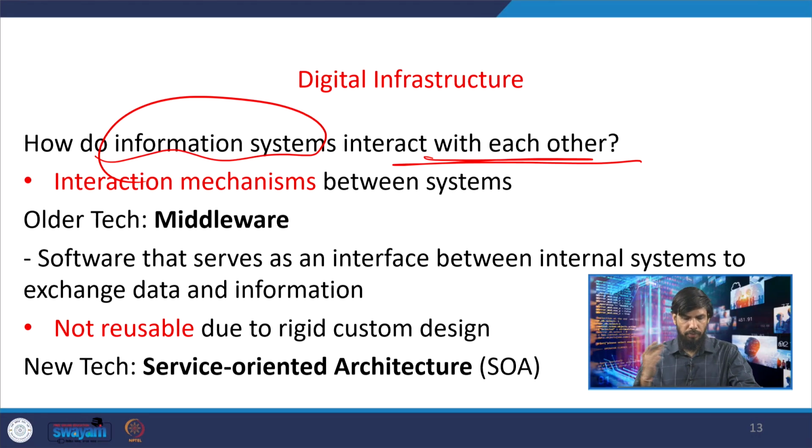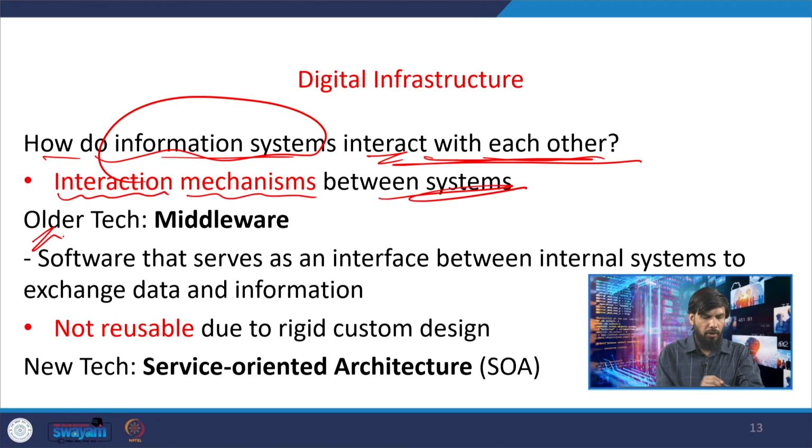So if some kind of exchange is needed for that data information, how is that supported? How do information systems interact with each other for that exchange of data and information to happen between systems? So essentially, system to system interaction, how is that facilitated? Let's look at that. Essentially we are talking about the interaction mechanisms between systems.